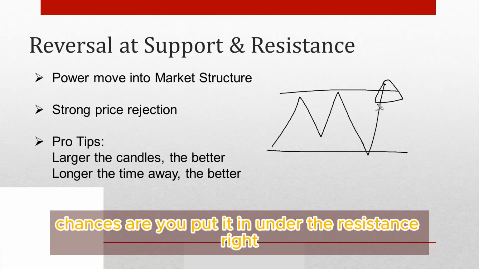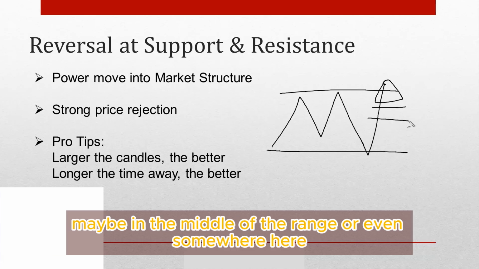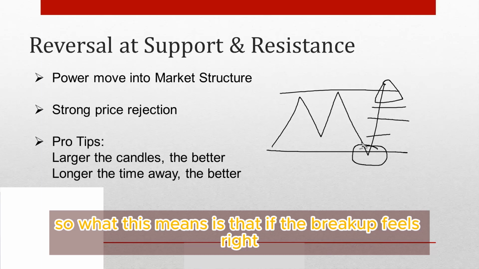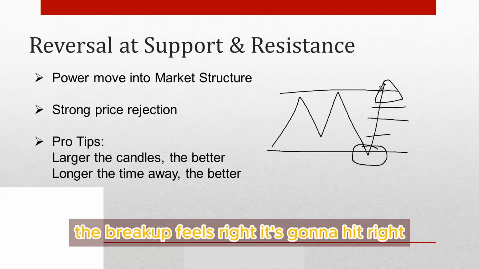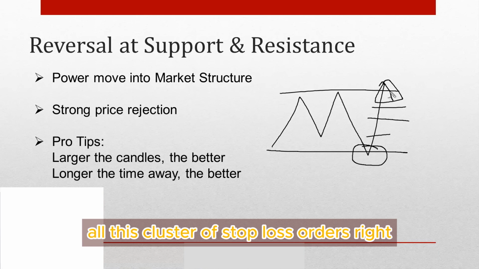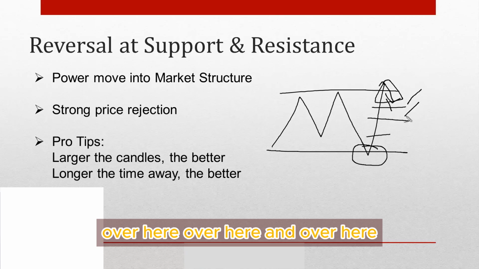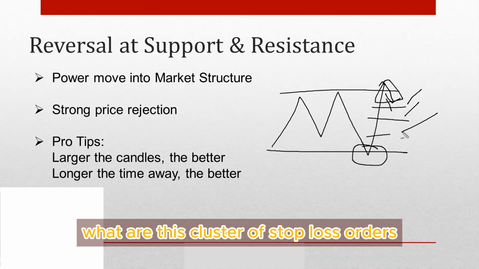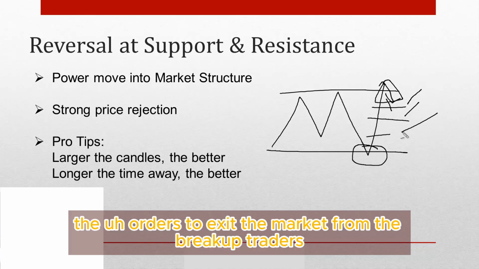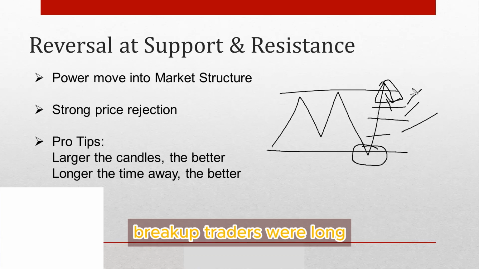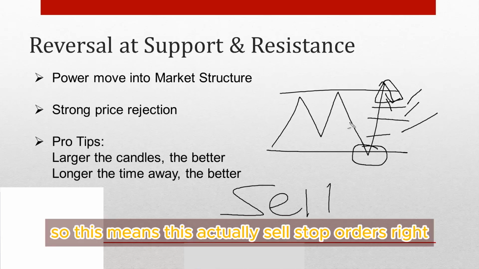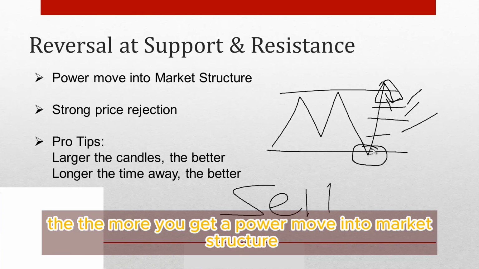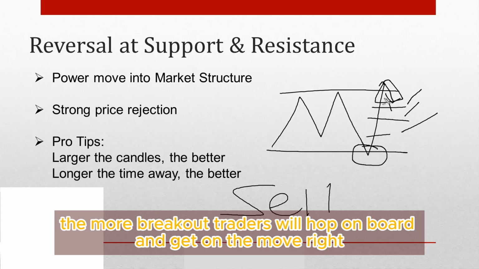Chances are you put it under the resistance, maybe in the middle of the range, or even somewhere here, or even, to be conservative, below this area of support. So what this means is that if the breakout fails, it's going to hit all this cluster of stop loss orders, over here and over here. And if you think about this, what is this cluster of stop loss orders? They are simply the orders to exit the market from the breakout traders who are long. So these are actually sell stop orders, which would induce further selling pressure. So the more bullish, the more you get a power move into market structure, the more breakout traders will hop on board and get on the move.